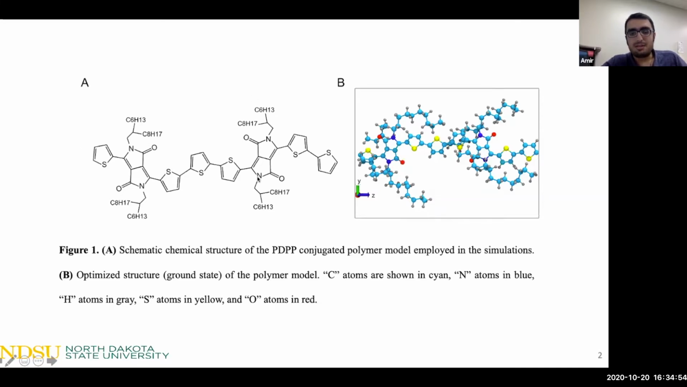So in this model, the yellow color represents the sulfur, the blue color represents the nitrogen, and red oxygen, cyan is carbon, and the silver color also represents the hydrogen. So any comments for this figure?